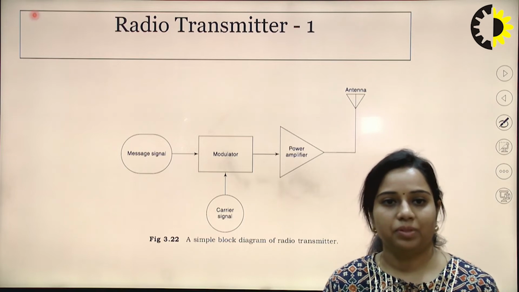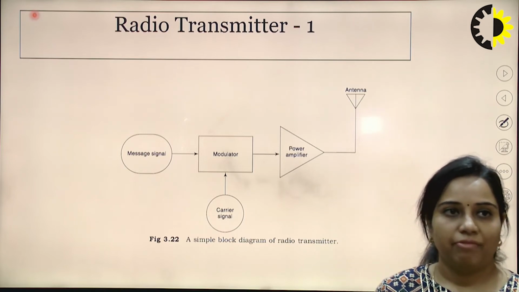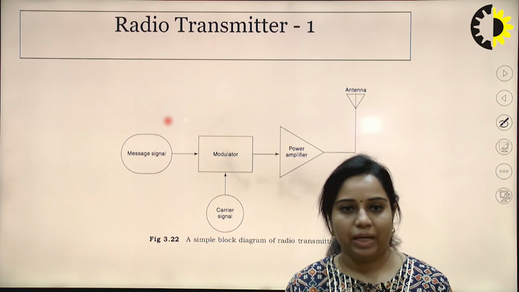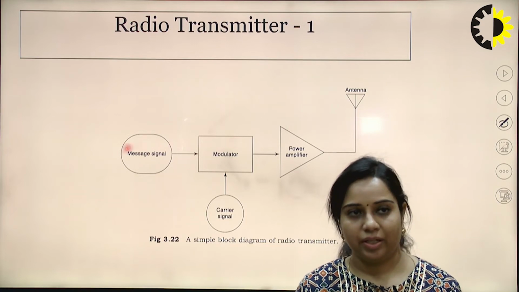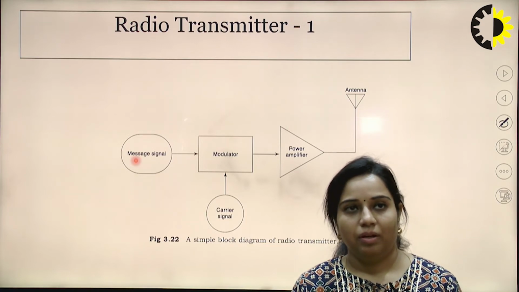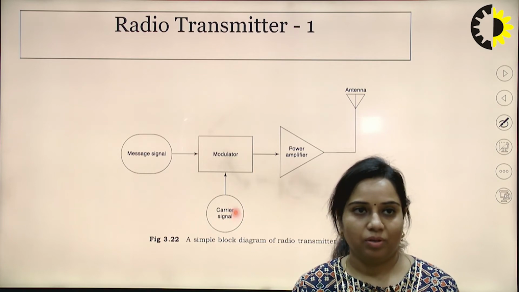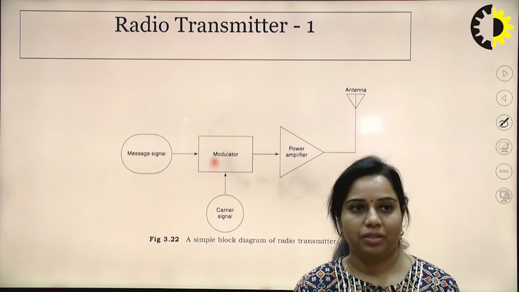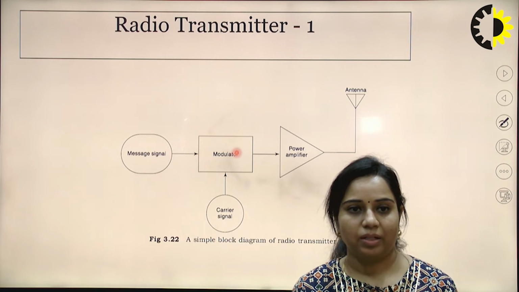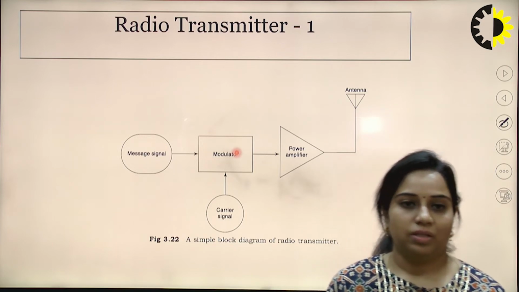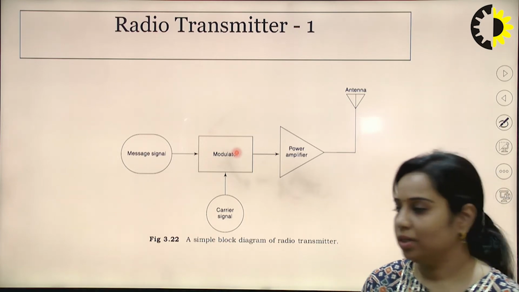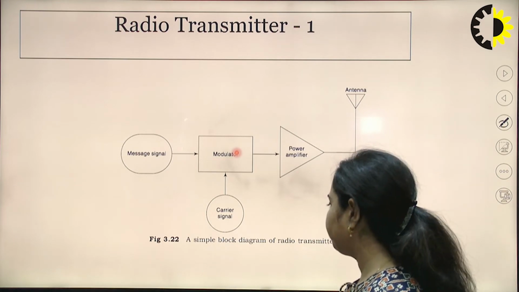Now next comes the radio transmitter. After we have seen different types of modulation and demodulation techniques like QAM, DSB-SC, SSB, VSB, we have to now see how these signals are transmitted by radio transmitters, means how this signal will be transmitted. Actually it is transmitted over a channel.